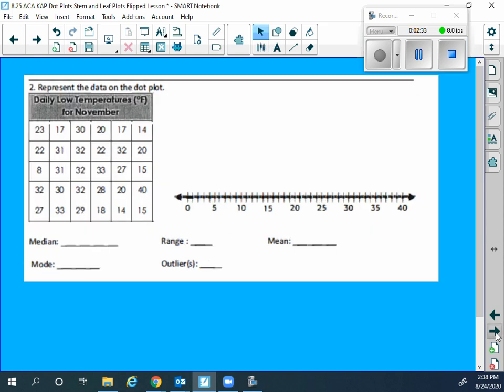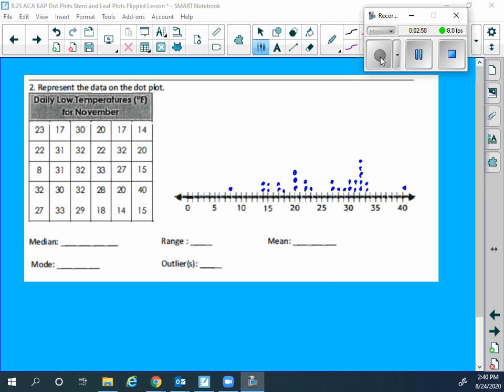Okay, for example number 2, all I want us to do is go ahead and take this information and make a dot plot. So let's do that first. So if you're at home, go ahead and pause the video, and then you'll turn it back on to see how we did. Okay, so your dot plot should look something like mine. I'm sure yours is much bigger than mine. It's a lot easier to do this on paper than it is on the smartboard.